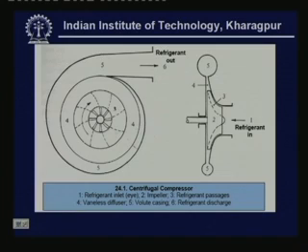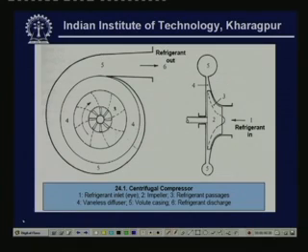Now, let me explain the constructional features of a centrifugal compressor. You can see the side view and the front view of a centrifugal compressor. Refrigerant enters like this, and this portion is the refrigerant inlet. This is also known as the eye of the impeller. So, refrigerant enters like this and then takes a 90 degree turn and enters into the blade passages of the impeller. These are the impeller blades.